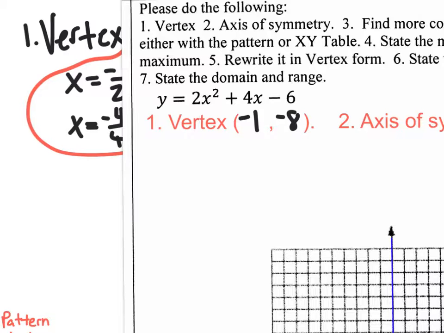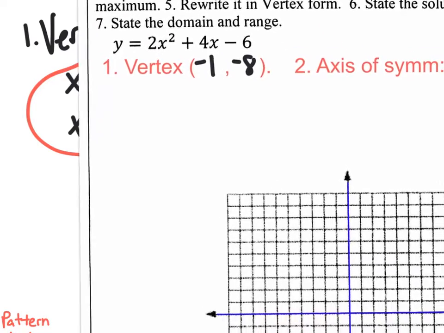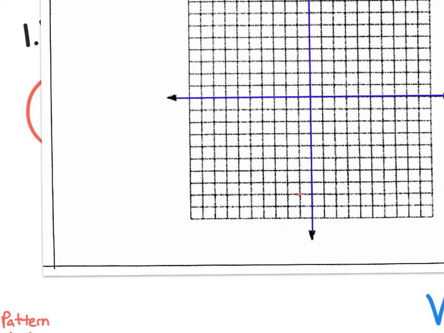And if we know the vertex already, we might as well graph it. And I went ahead of time and graphed the negative 1, negative 8. It's down here. Probably make it bigger. There's a vertex, negative 1, negative 8. And through the vertex, there's a vertical line that's called the axis of symmetry. So I'm just going to make a dotted line going right through this vertex, all the way through.